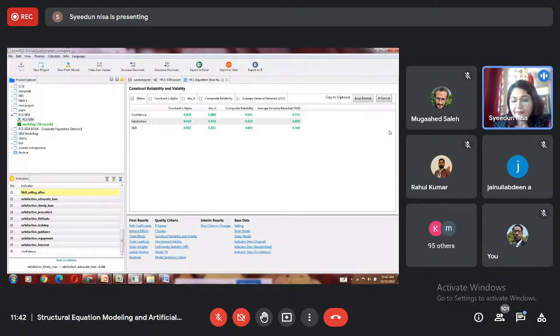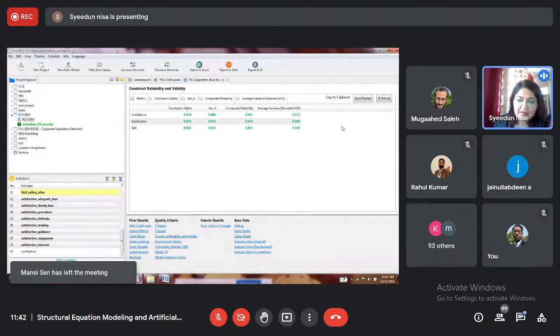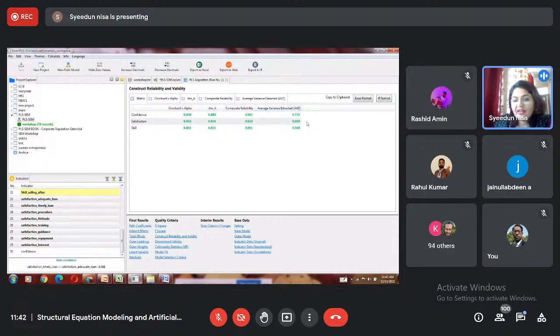Second is validity. We have two types of validity. One is called convergent validity, and the other one is discriminant validity. Convergent validity is achieved if we have this value within range, which is average variance extracted. If the average variance extracted is within range, then we will say we have achieved convergent validity. And what is convergent validity?